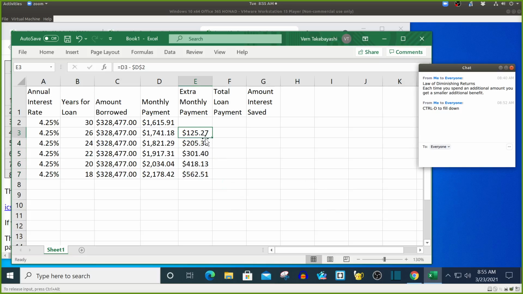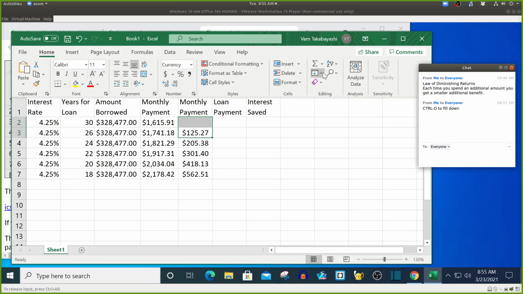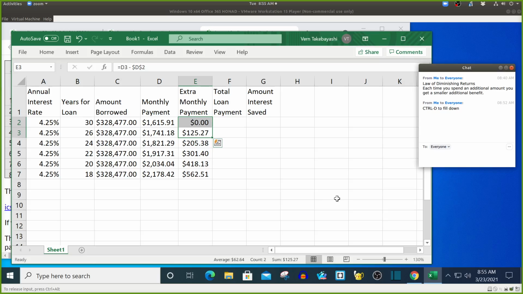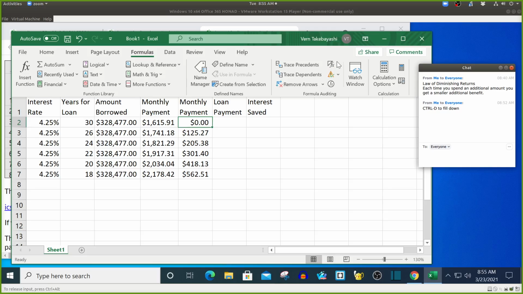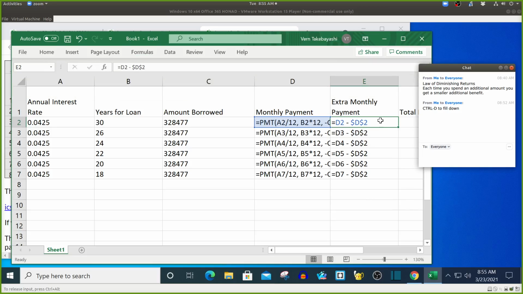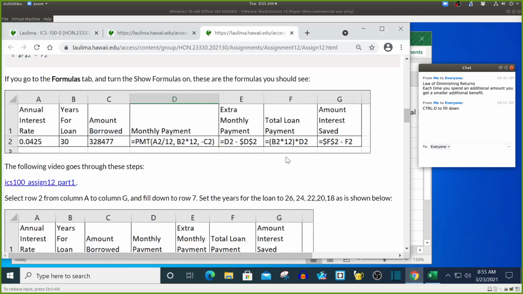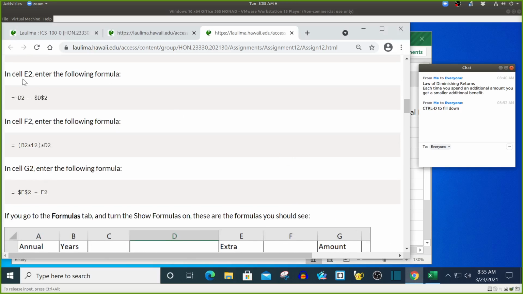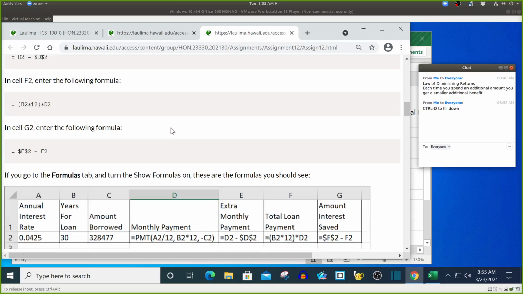And if I fill it up, okay, then this is what I get. And so let me temporarily turn on formulas. Okay, so what you can see is that D2 minus $D$2, which is the formula it said to enter here, okay, yeah, this formula right here, that's what results by calculating the extra monthly payment.